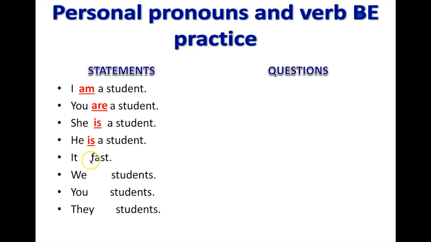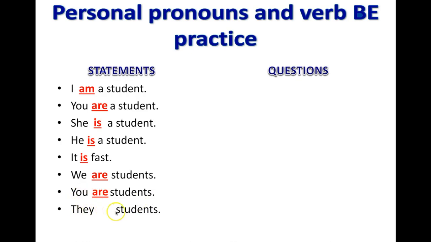Number five. It fast. It is fast. Very good. How about the next one? We, students. Are, correct. Very good. How about you? The next one. You, students. You are students. Very good.